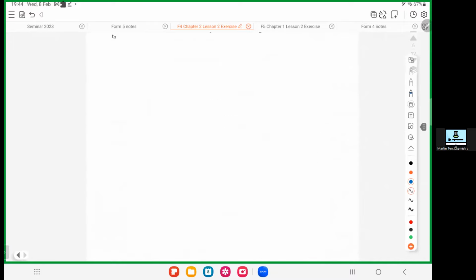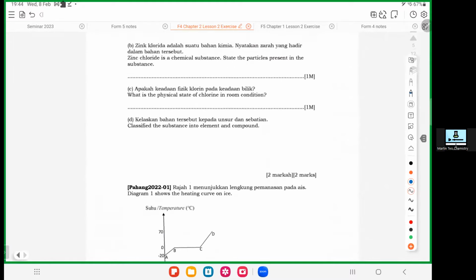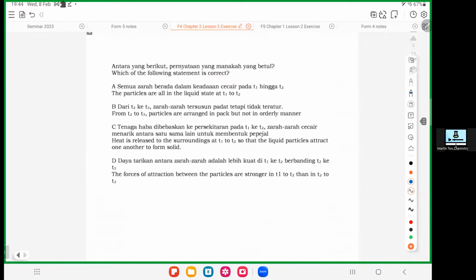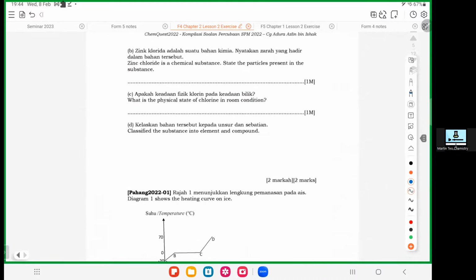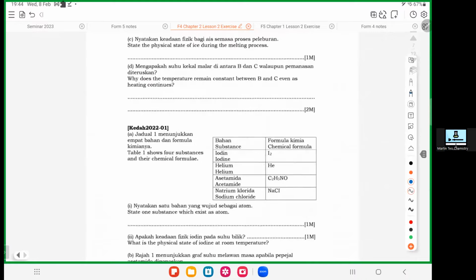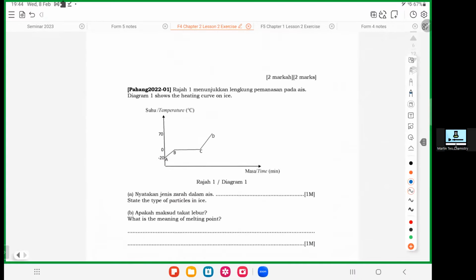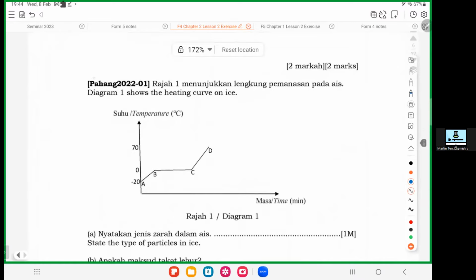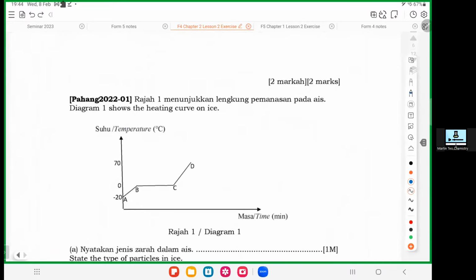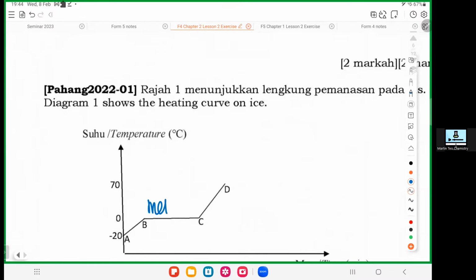Okay, all right, just a moment. Subjective question. Okay, this one. This is a Pahang paper 2022. You are given a heating curve with one staircase, maybe melting, maybe boiling. They say you have ice. Ice is a solid. When you start with a solid and heat it, it is melting.